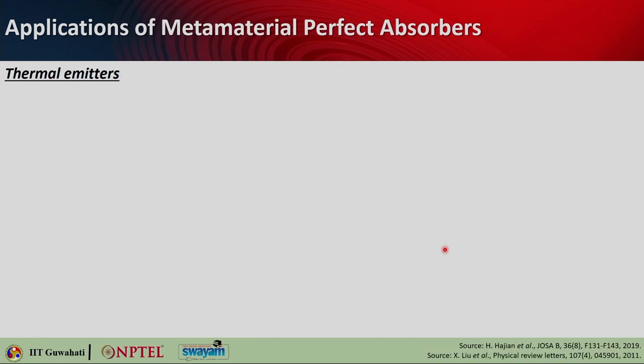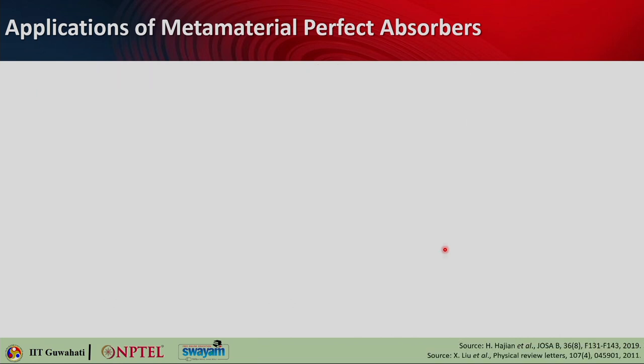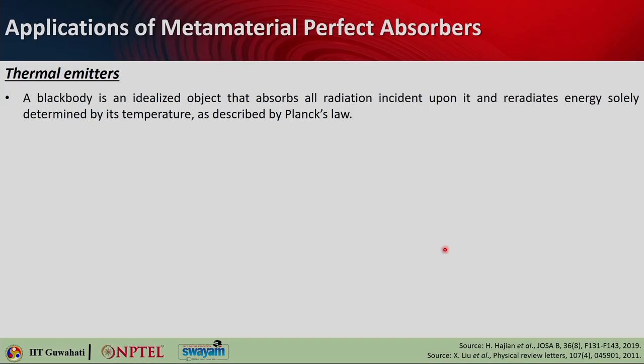What are the other applications? This one is an application of a broadband metamaterial perfect absorber. Now you can also have applications of narrowband metamaterial perfect absorbers as thermal emitters. What are these thermal emitters? If you think of a black body, it is an idealized body that can absorb all radiation which falls on it, and it re-radiates energy solely determined by its temperature, as described by Planck's law.